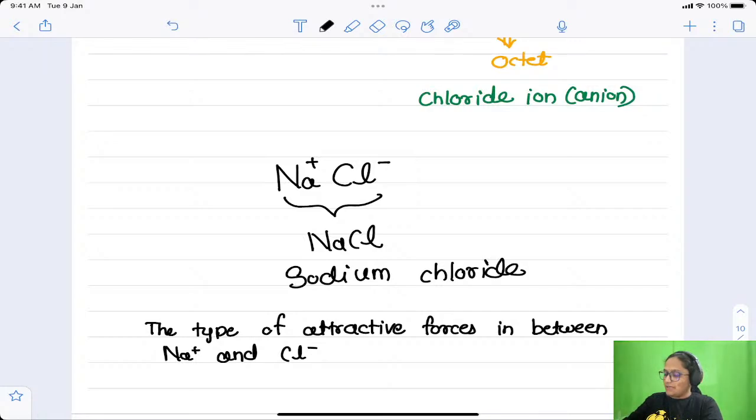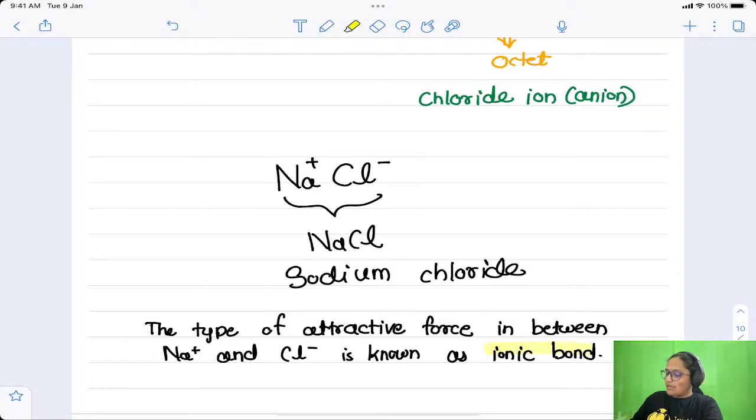The type of attractive force in between Na+ and Cl- is known as ionic bond. Very important, a very important type of chemical bond, ionic bond. This type of attraction is called an ionic bond.